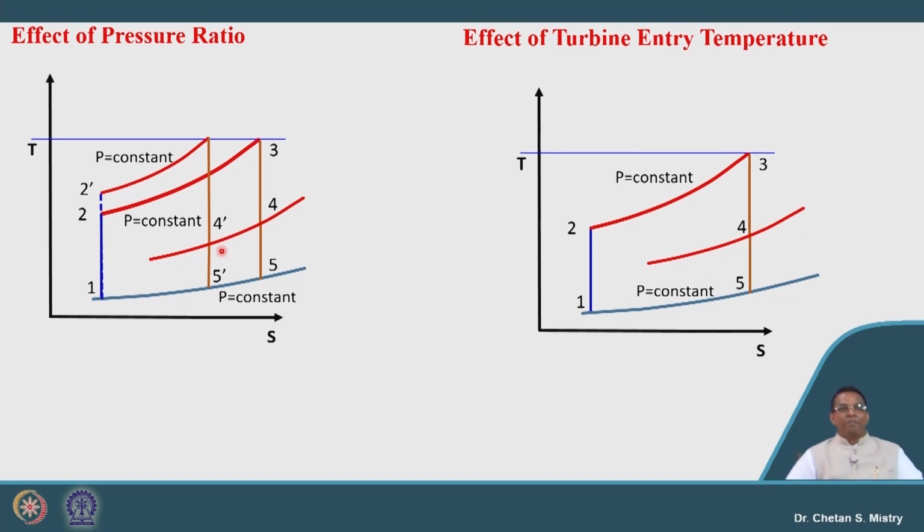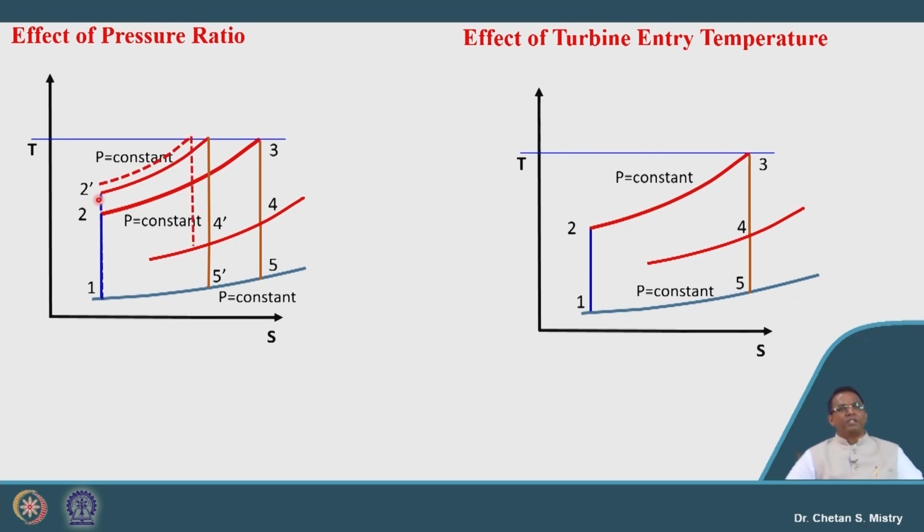Okay. At the same time, the amount of fuel required to be injected, or the amount of heat supply, will be reduced. Earlier it was H3 minus H2, here in this case it will be H3 minus H2 dash. So, the amount of heat required to be supplied will reduce, and that will lead to improved thermal efficiency.